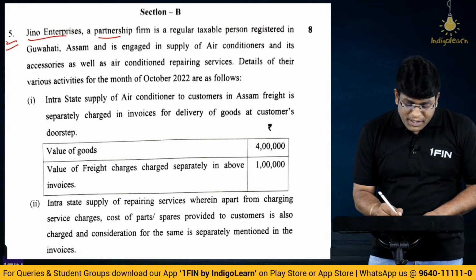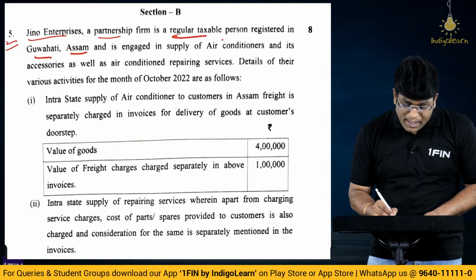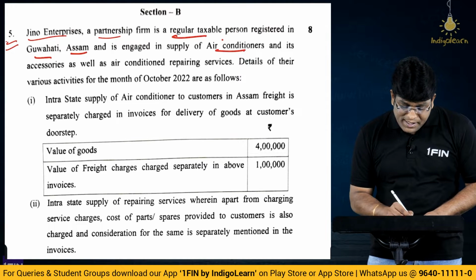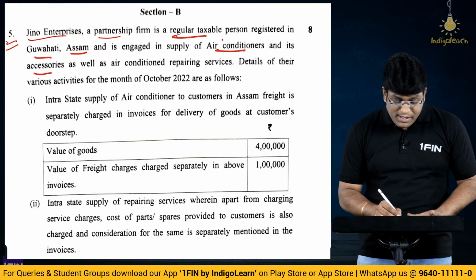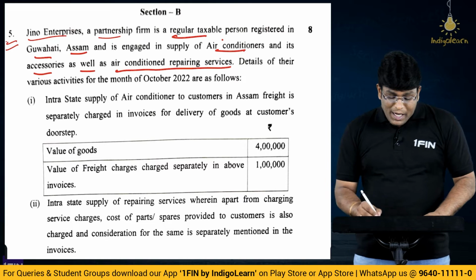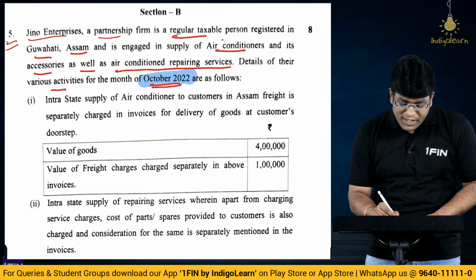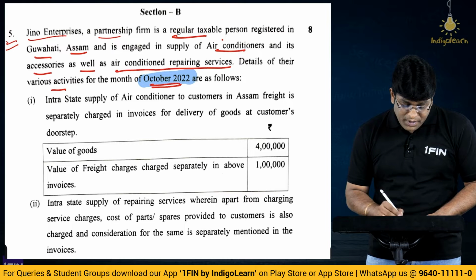Geno Enterprises, a partnership firm, is a regular taxable person registered in Guwahati, Assam, and is engaged in supply of AC and its accessories as well as AC repairing services. Very good. Details of their various activities for the month of October 2022. Which month, my dear friends? October 2022 is as follows.